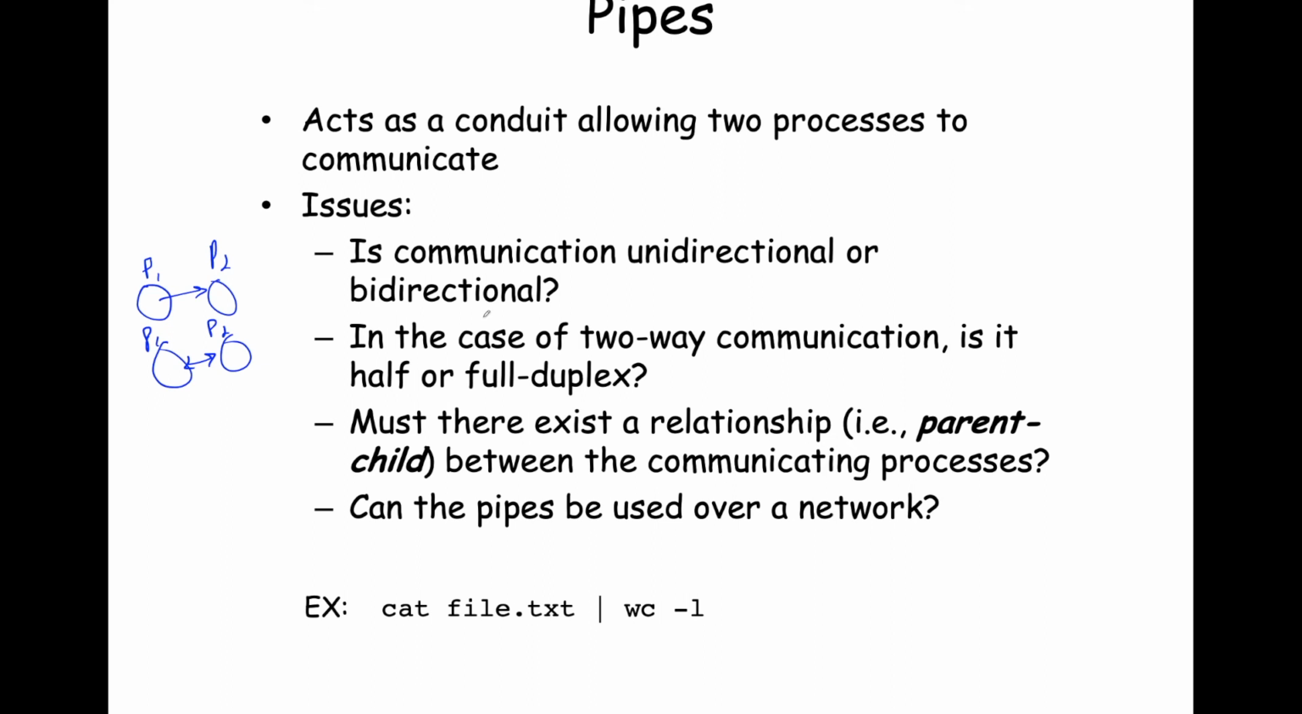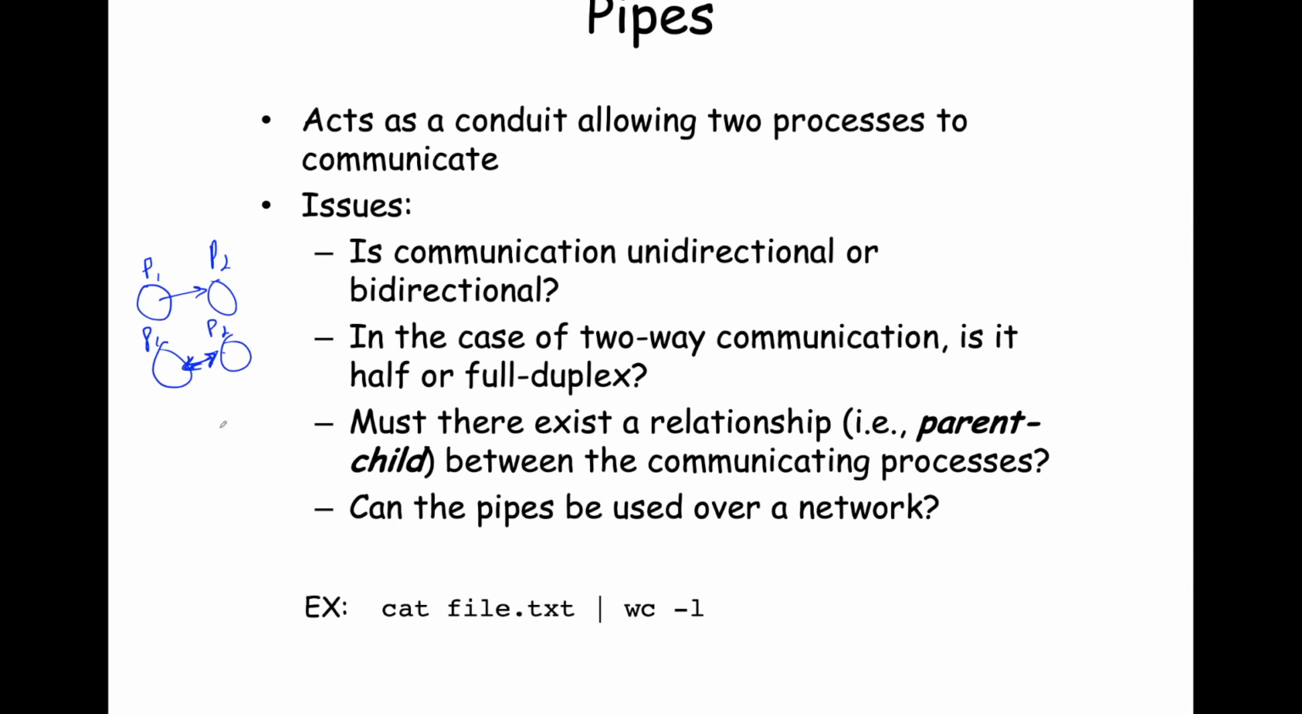Is it half duplex, or is it full duplex? If it's two directional, do you allow both to communicate at the same time? Or is it only one at a time in one direction, but that same channel can accommodate either direction? Does there have to be a relationship between the two communicating processes? Does there have to be a parent-child relationship between the two communicating processes? And so pipes can be used over a network. Well, can they? Absolutely, you could have network pipes, but that's going to require a little bit more machinery in order to do that.